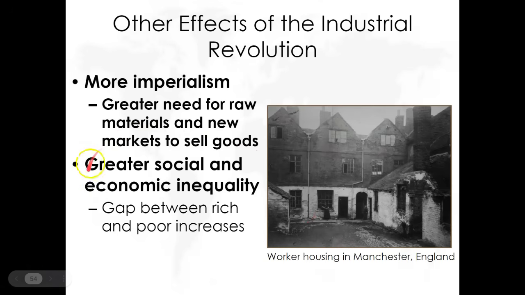Another major impact, and this has a connection to Karl Marx and communism, is that regular people, the working class, are getting paid a little bit more, but the difference between the working class and the bourgeoisie, the middle class, has grown much bigger. So there's now more social and economic inequality. Basically, the difference between the rich and the poor has gotten worse because of the Industrial Revolution, and that's what's going to lead to Karl Marx's creation of communism, to combat that.